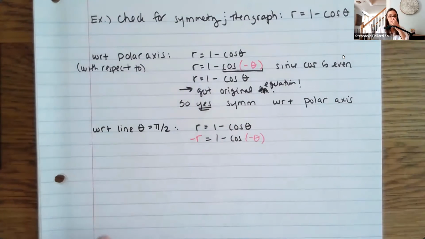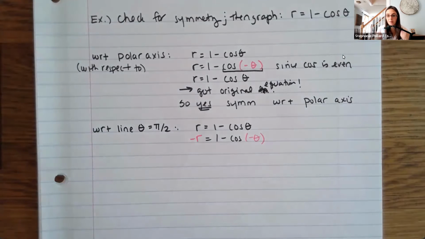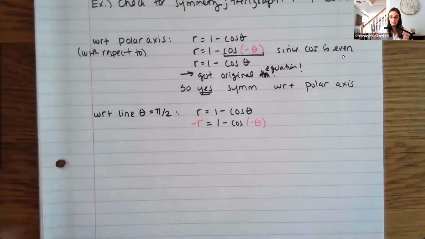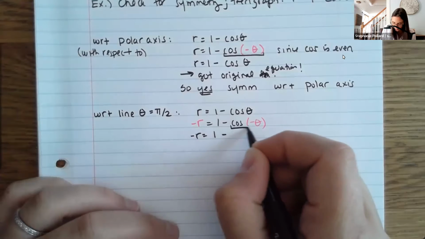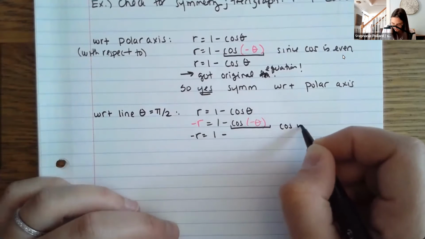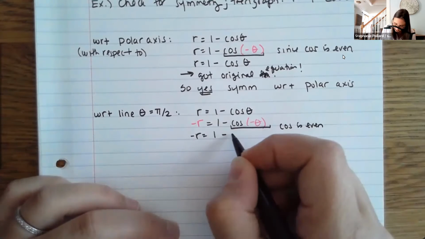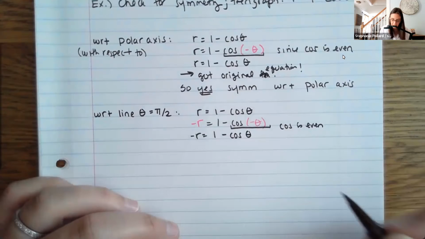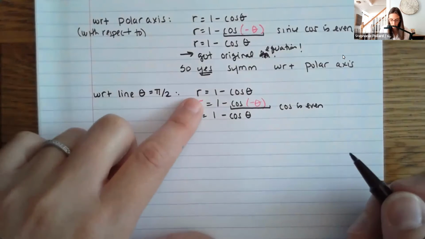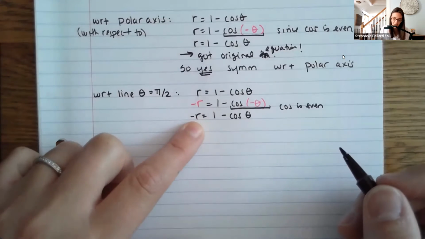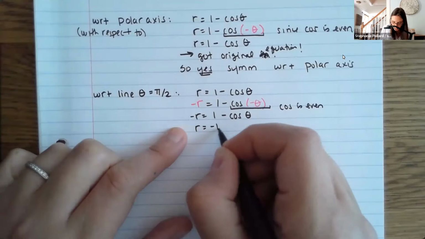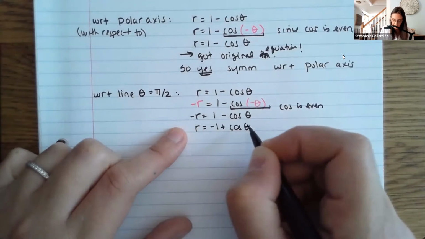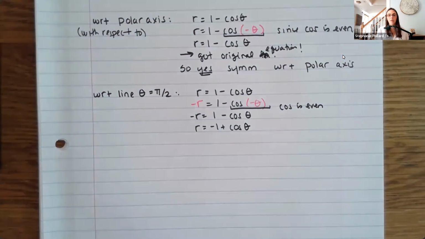And again, I'm trying to use color so you can see the specific changes for each type of symmetry. And again, you're going to clean it up. So one thing I'm going to notice, again, cosine is even, so this is the same thing as cosine of pi. Now I should have an r here, so let's multiply by -1 on both sides, and you get -1 plus cosine theta there, if I bring that negative to the other side.